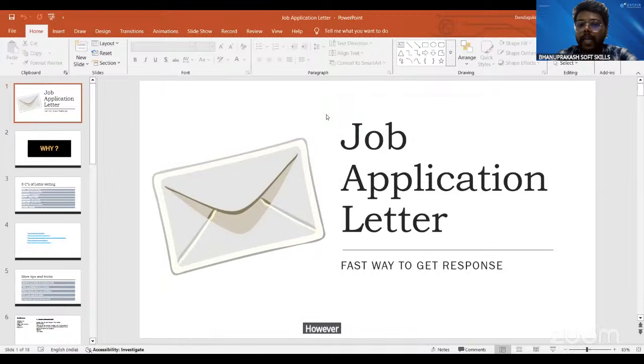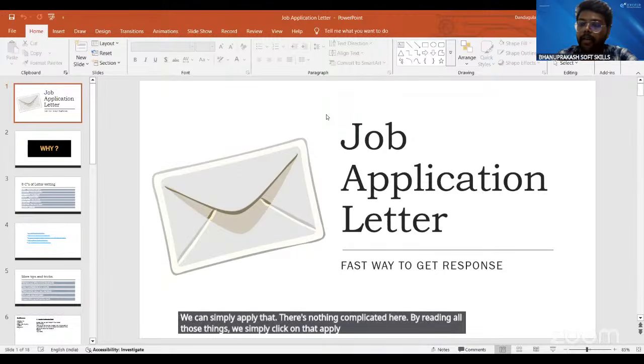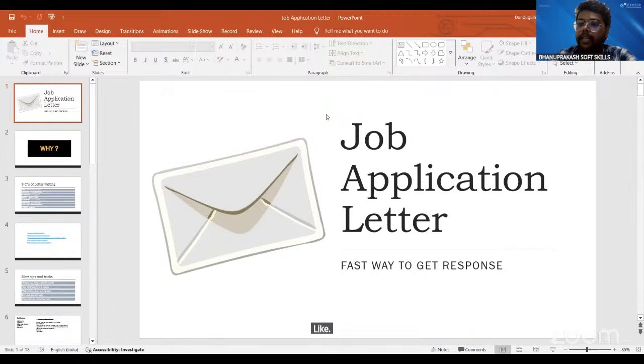And at last you will find the apply button. By clicking on that apply button, we can simply apply. There's nothing complicated here. After reading all those things, we simply click apply and it is applied. And if they see your application, then they will give you a call, and the interview procedure happens.